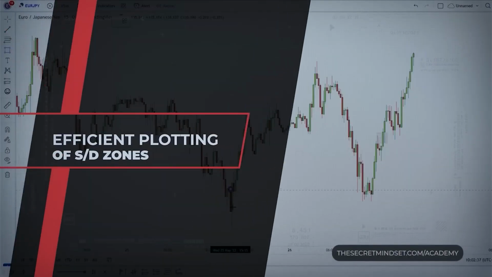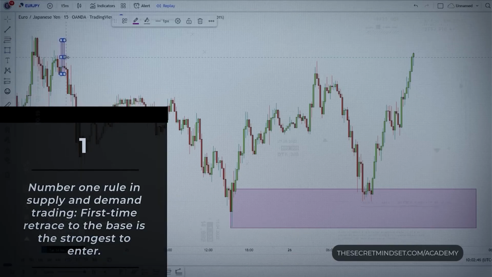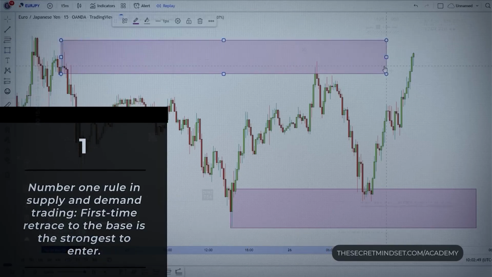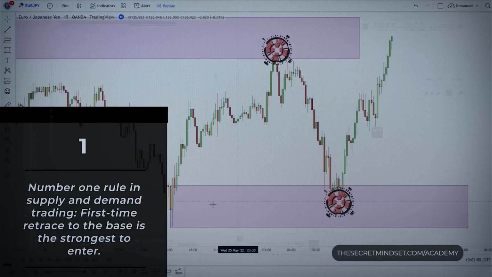When it comes to efficient plotting of supply and demand zones on the chart, there are several variables that you should follow. First, number one rule in supply and demand trading: first time retrace to the base is the strongest to enter. Always make sure the zone is still fresh, which means that after the initial creation of the zone, price has not returned to it yet.